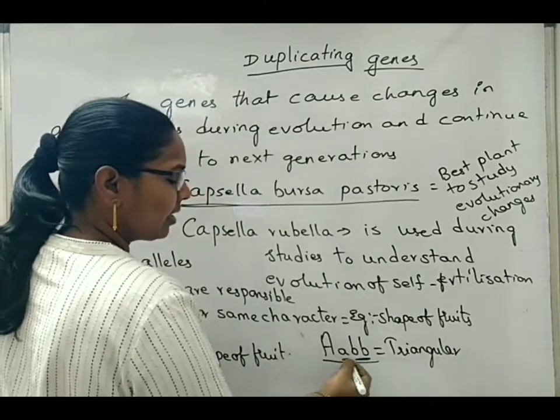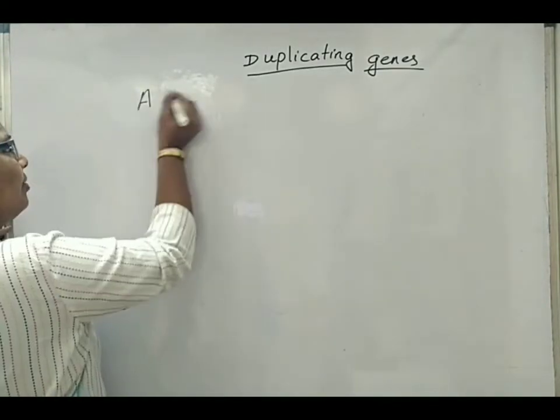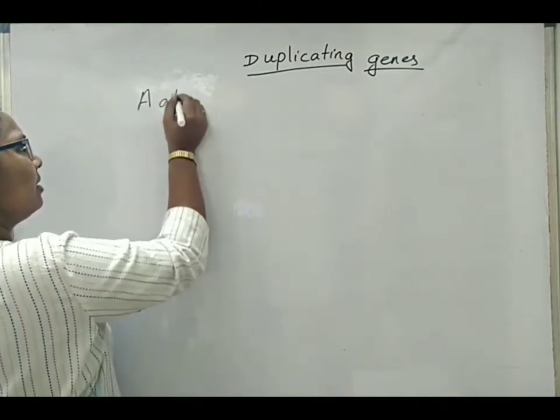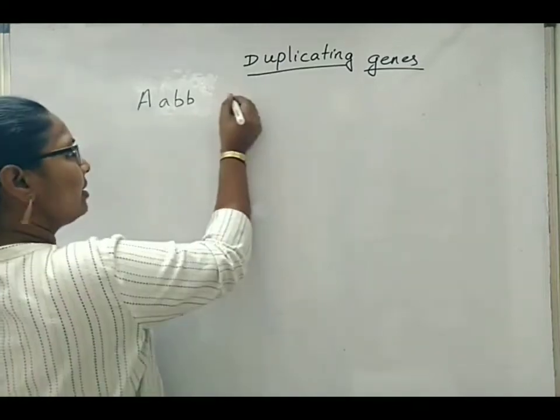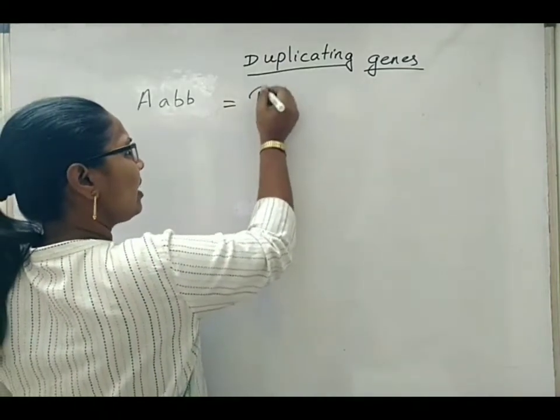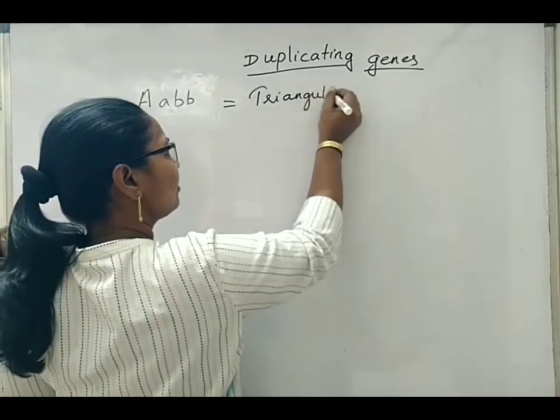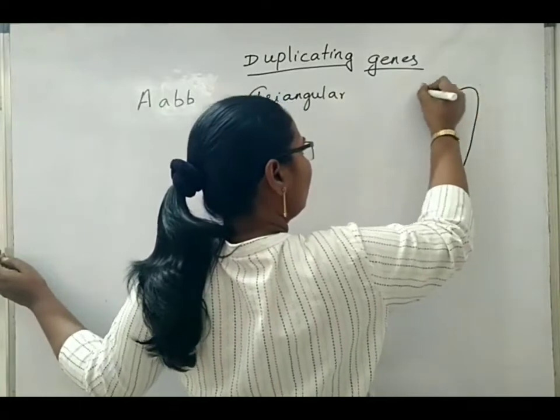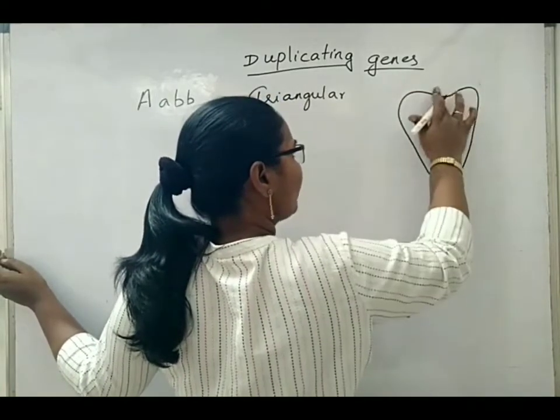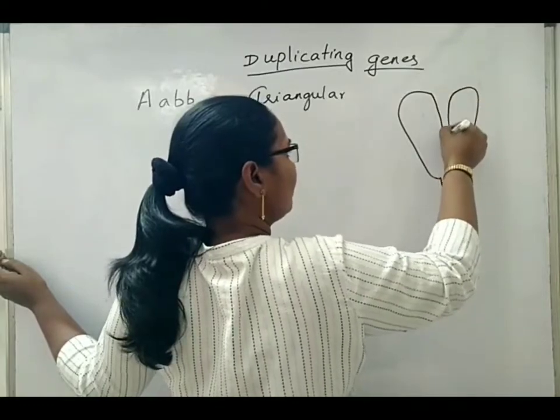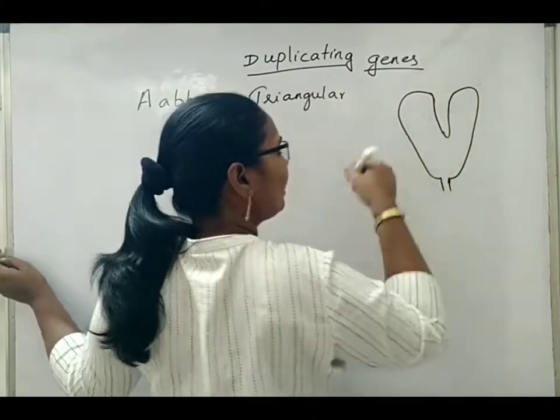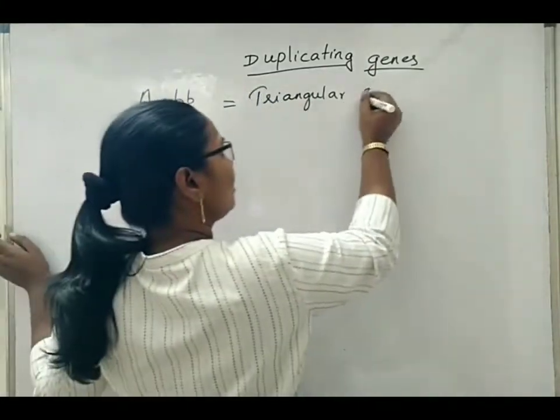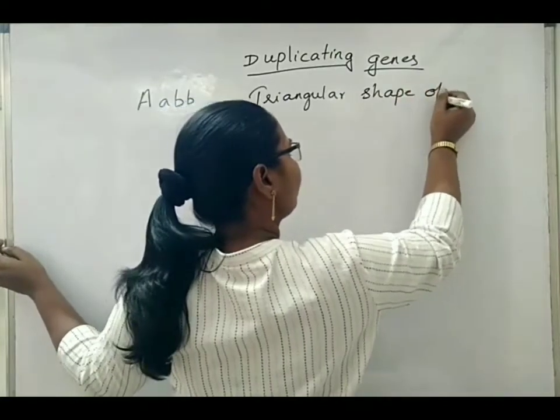What does this mean? These are representing the contrasting allele pairs. One dominant allele is present, all others are recessive, then also the shape of the fruit is triangular. Roughly, I will draw here. It represents a little bit like this, not exactly. This is the triangular shape of the fruit.